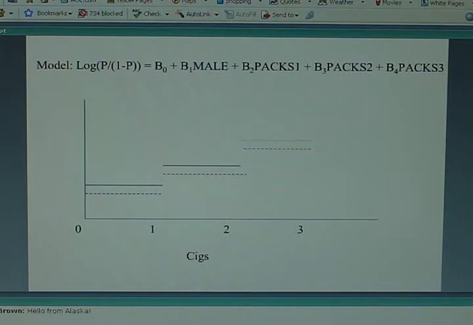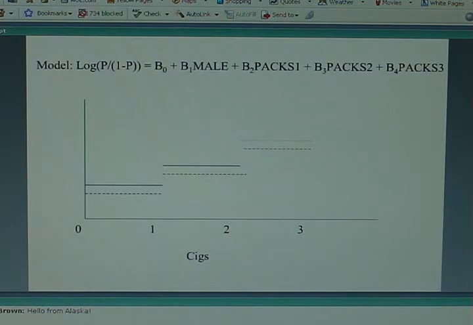The model is assuming that the height of the step for male versus a female at a given level of smoking does not depend on the level of smoking. That's what we mean by additivity. The effect of male sex does not change regardless of your level of smoking, always represented by this number B1. Likewise, the effect of being a 2-pack-a-day smoker rather than a 1-pack-a-day smoker, the change in these steps for males is the same as the steps for females. That's what we mean by additivity.